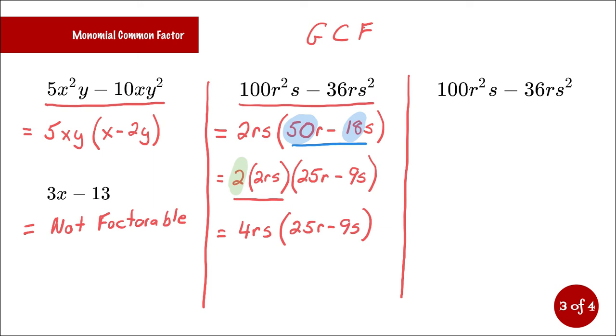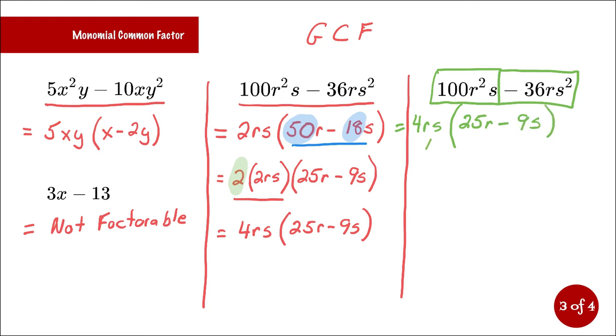If I were to do this correctly, I would have taken out 4rs at the very beginning. So if I take out 4rs and divide my first term by 4rs, I'm left with 25r. Take my second term and divide out 4rs, I'm left with negative 9s. And you'll see that the result is now the same as my correction the first time I did it.